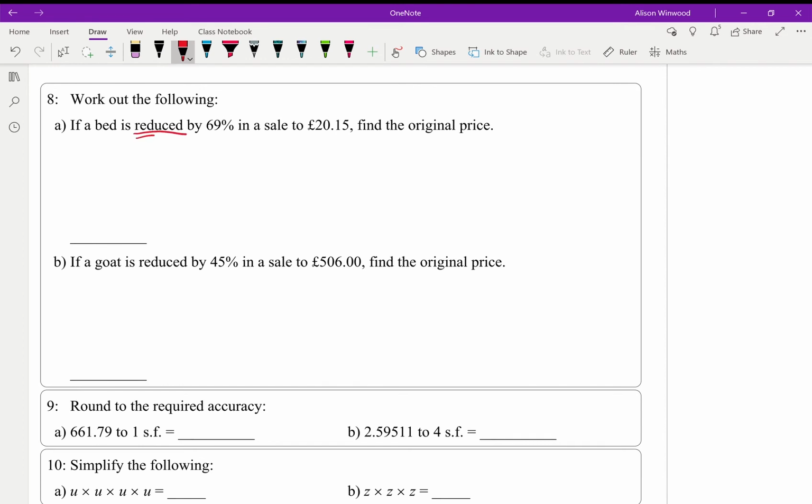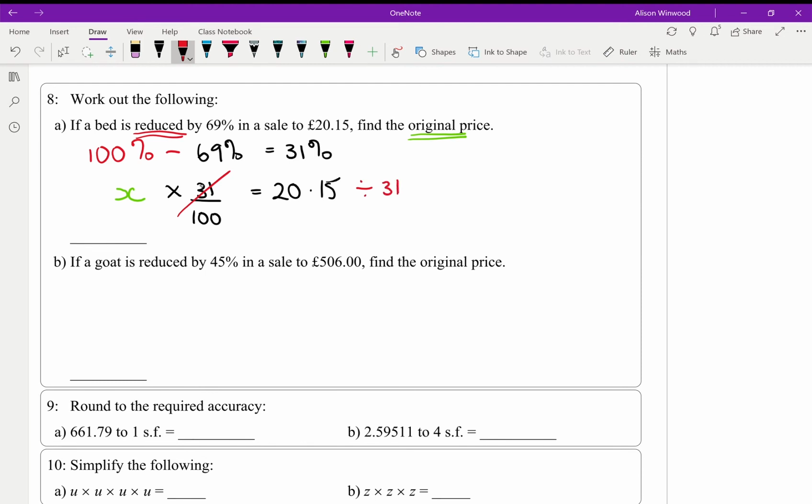Question about a reduction. So the first thing we do is 100% subtract the percentage in the question, which is 31%, and we're going to the original price. So we don't know the original, it's some value, but when we find 31% of it, it's going to be £20.15. Opposite of multiply is divide, so the amount must have been £65.